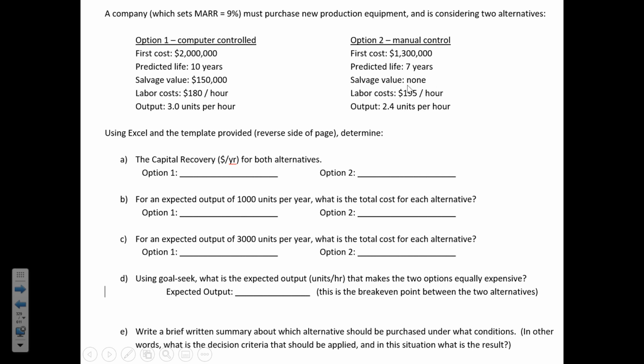If it has more people running that machine, even though they maybe don't make as much as the computer-trained operator, the labor costs are higher. So output is faster on the computer-controlled equipment, 3 units per hour versus 2.4.